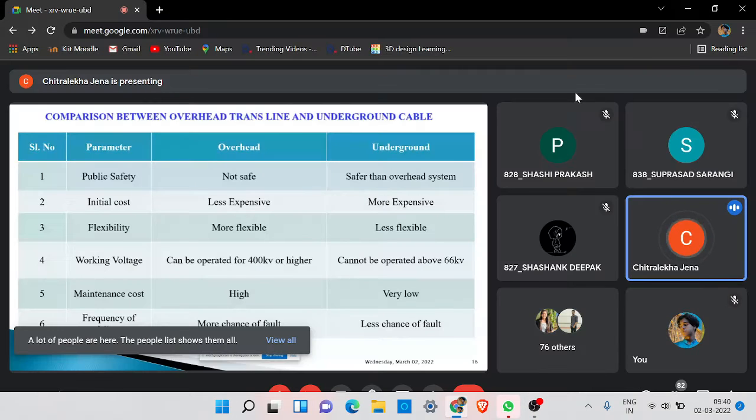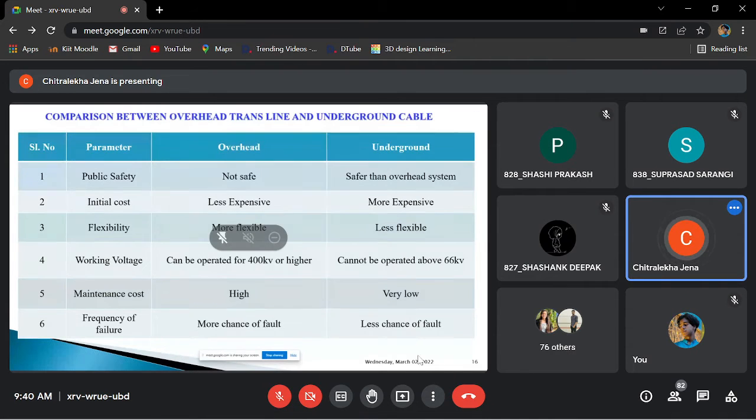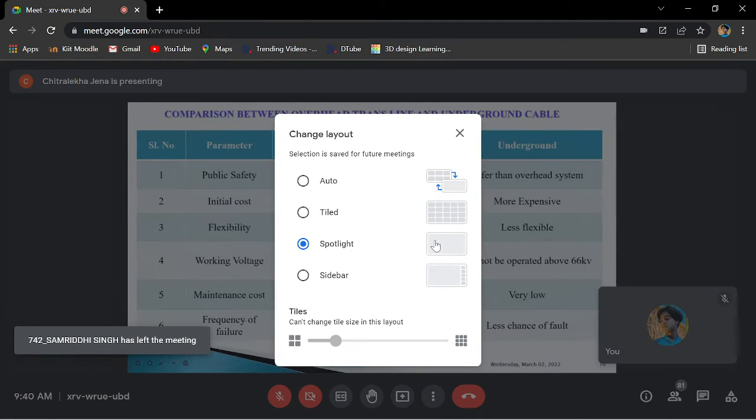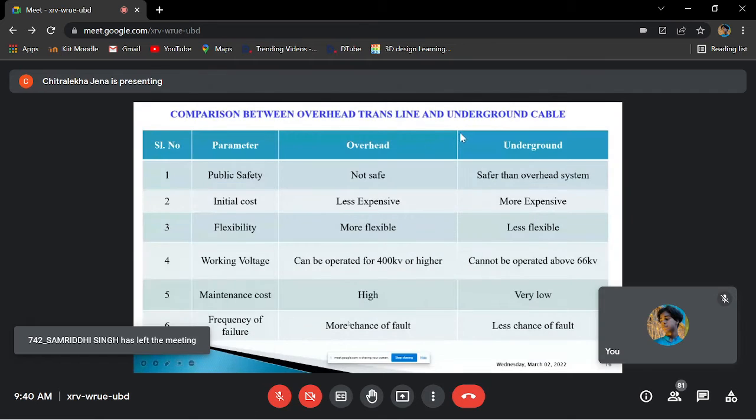Maintenance purpose, the cost will also be high. Am I clear or not? But for underground cable, it is very low. Okay. Now coming to the frequency of failure, more chance of fault will be occurring.